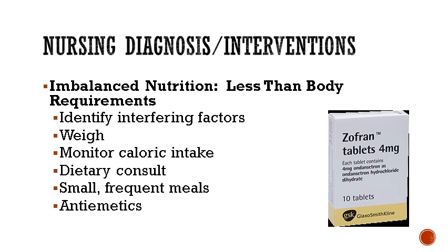And then imbalanced nutrition, less than body requirements. Remember, we talked about the AIDS wasting syndrome, but also these individuals are going to a lot of times be pretty nauseous. So there's Zofran, which is a medication for nausea, that I put a little picture here to just kind of remind you, but identify interfering factors, making sure that we're weighing the individual, because that's how we're going to monitor if the weight loss is occurring, monitoring caloric intake, consulting dietary, small frequent meals, and antiemetics, which are the medications that are going to help with the nausea and vomiting.